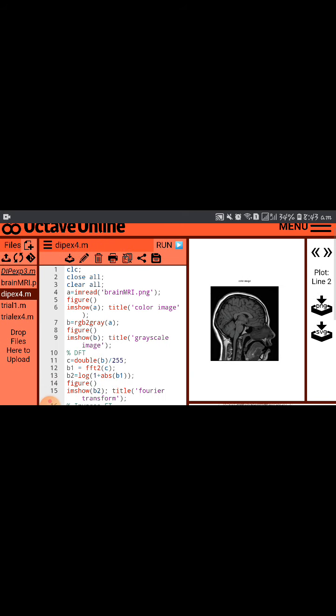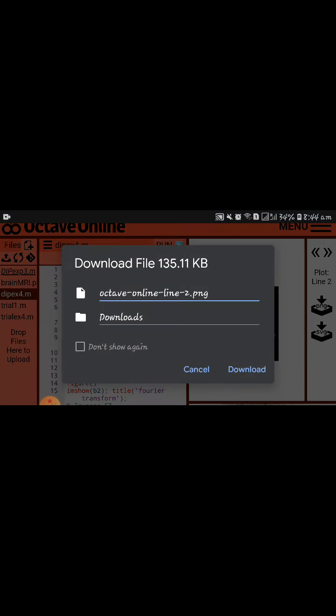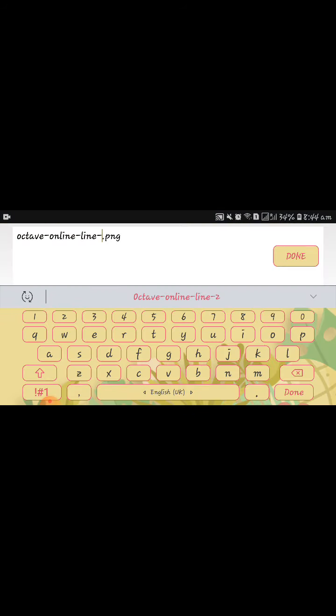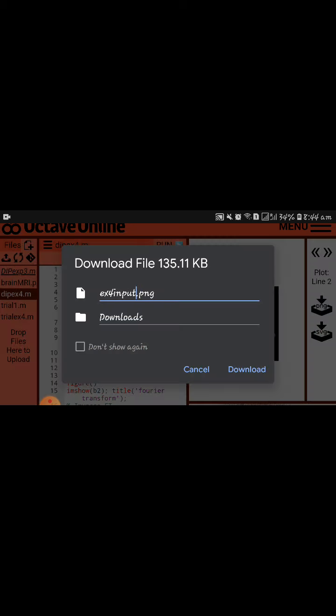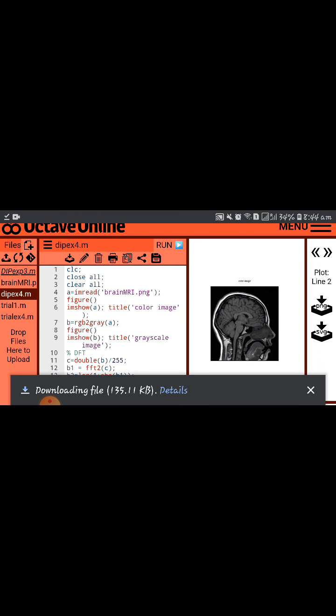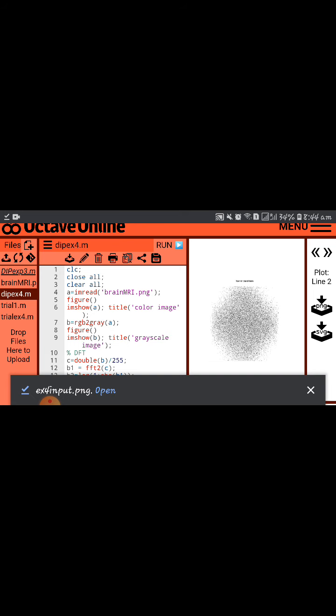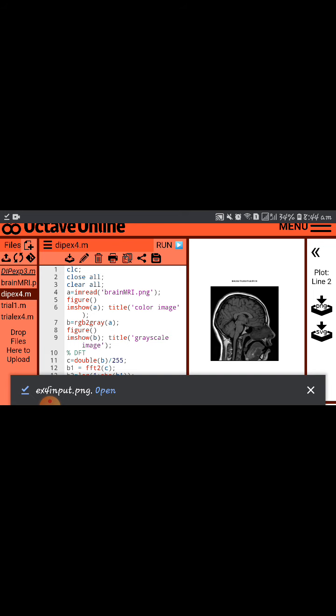So again you have to save these images. So click on the PNG arrow on the right. So it's asking for download. Rename the file as experiment 4 input. Done. Download. So it is downloaded. Similarly download the grayscale image, Fourier transform, and also its inverse Fourier transform.